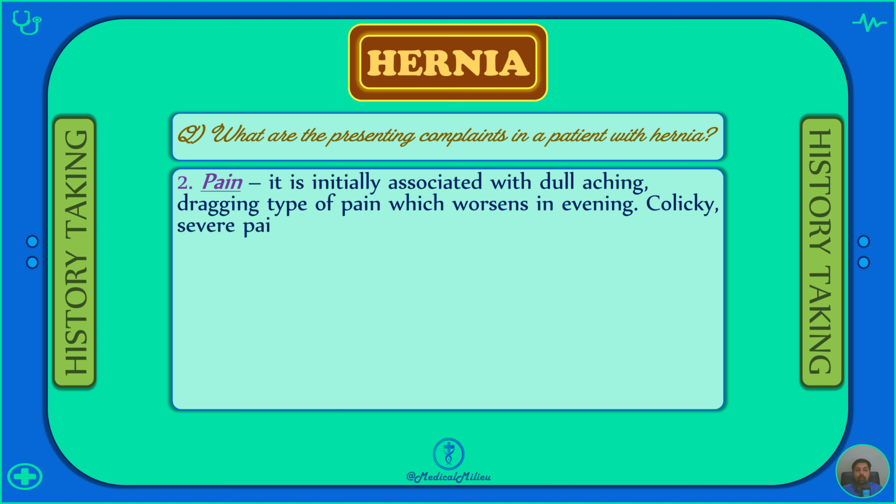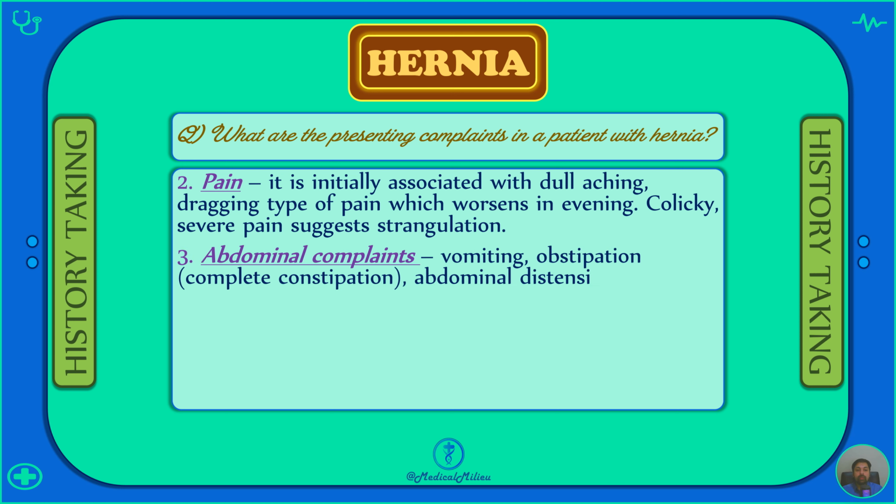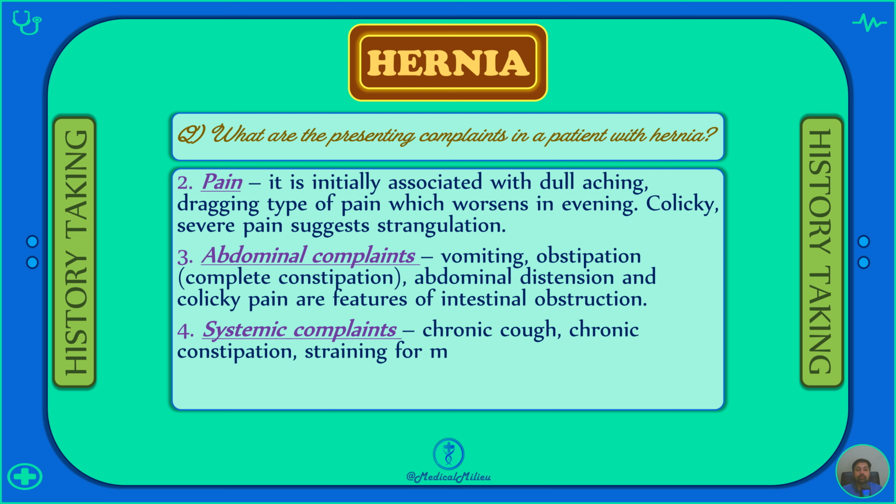Complaint number 2 might be pain. It is initially associated with dull aching, dragging type of pain which worsens in the evening. Colicky or severe pain suggests a strangulated hernia. Complaint number 3 might be abdominal complaints like that of vomiting, obstipation, abdominal distension and colicky pain, which are features of intestinal obstruction. And patient might have systemic complaints like that of chronic cough, chronic constipation, straining for micturition, etc., which are associated with hernia formation.